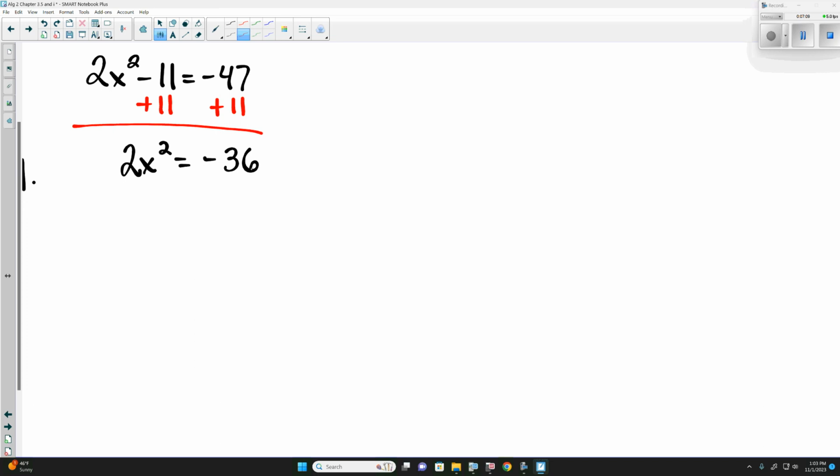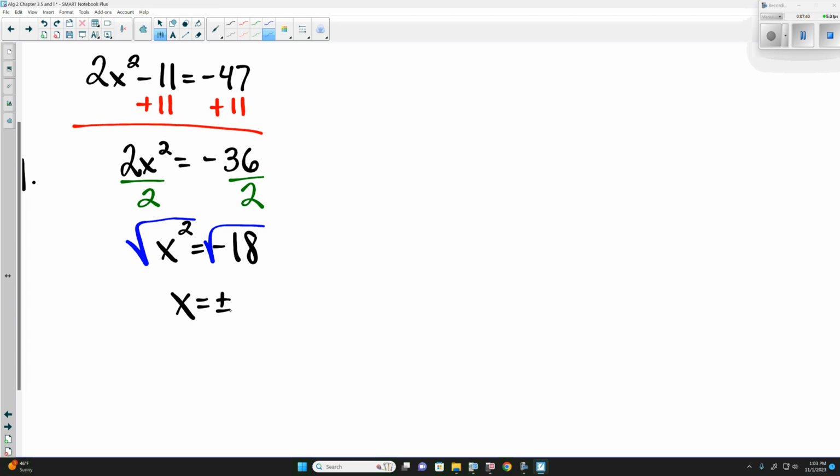And then the x squared is almost by itself. Then we divide by 2, telling us that x squared is equal to negative 18. Now we would take the square root because, guys, the x squared is by itself. So we would take the square root of both sides. The square root of x squared is x equals plus or minus.